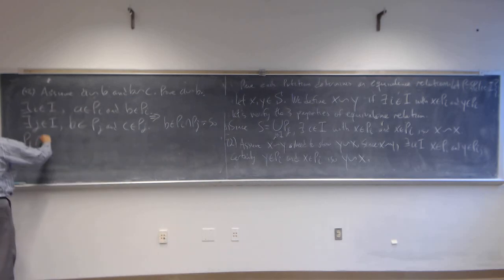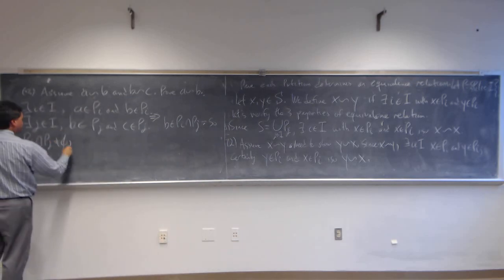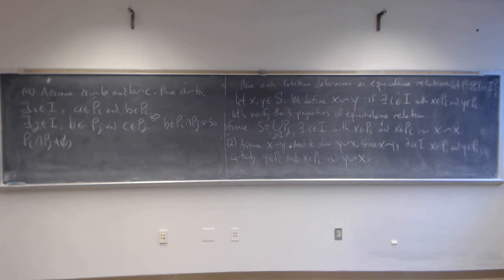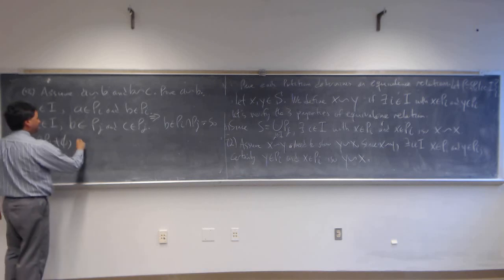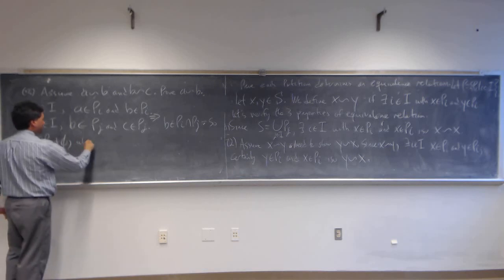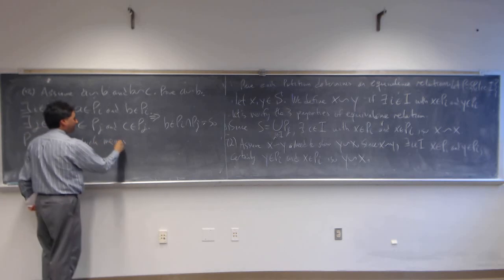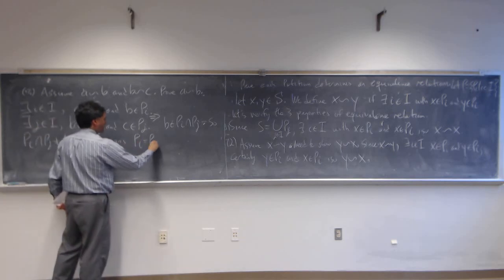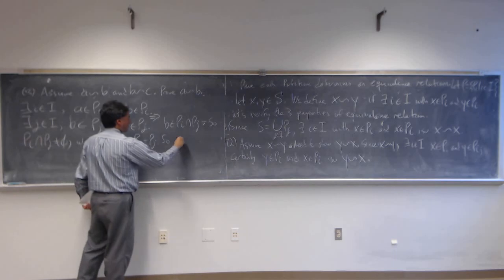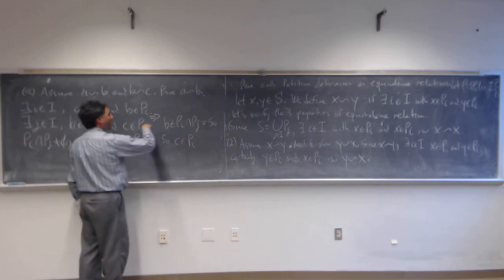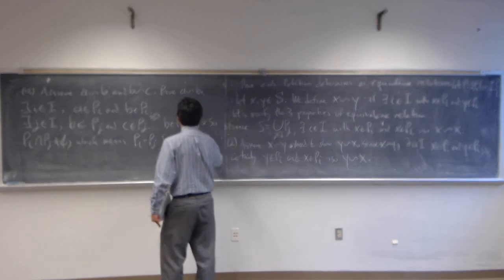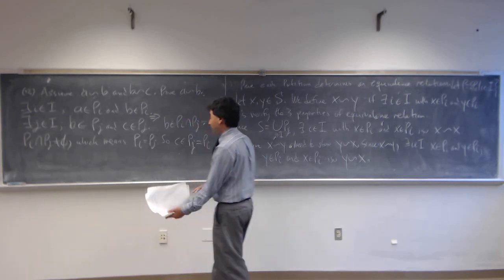So there's something in that intersection. It's not the empty set. So by the nature of a partition, if you take any two of these subsets of the partition, which I sometimes call the blocks of the partition, if any two of them have something in common, they have to be the same. By definition of a partition. So not only is C in P_j, but C is also in P_i. P_i is P_j.